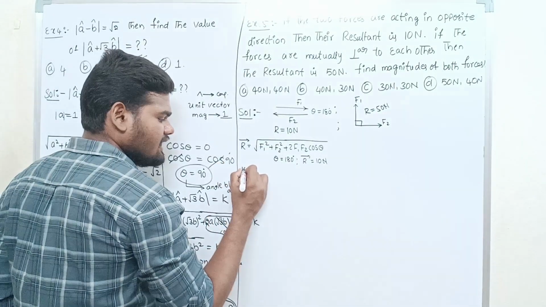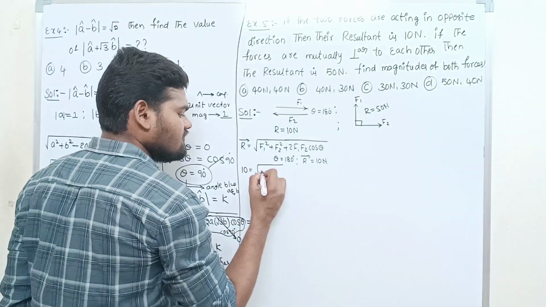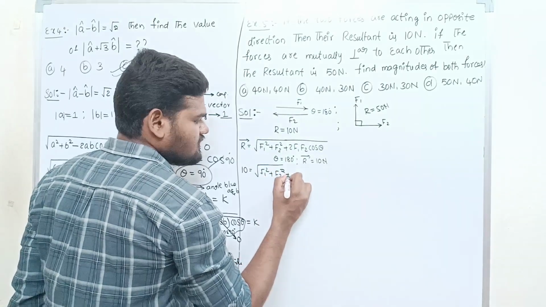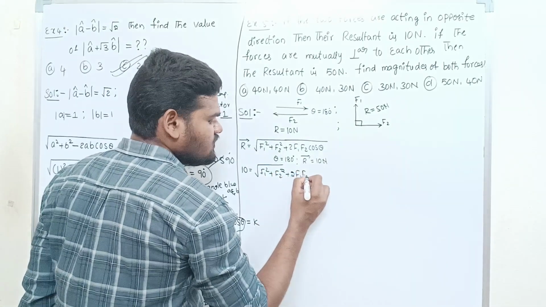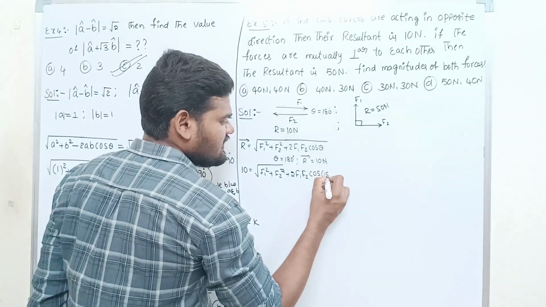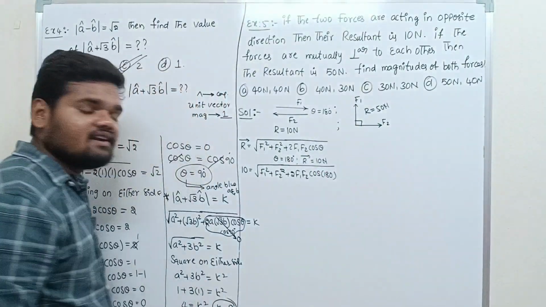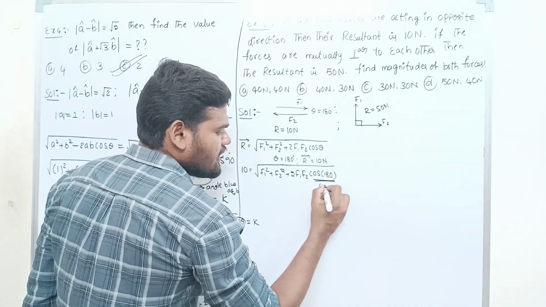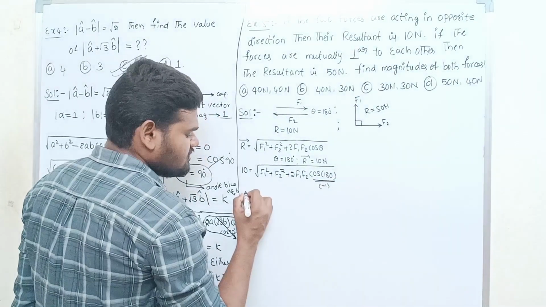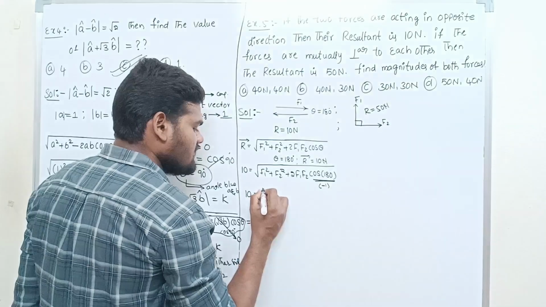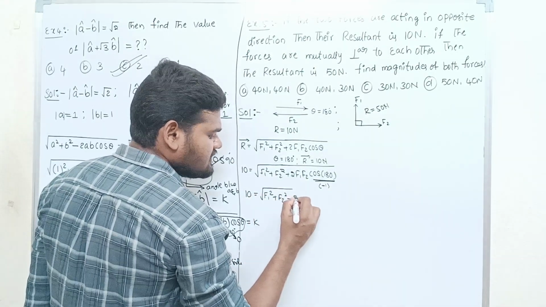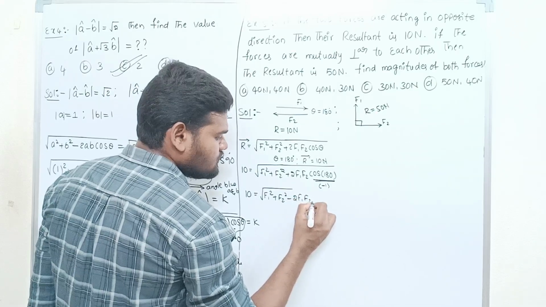So 10 is equal to the square root of F1 square plus F2 square plus 2 F1 F2 cos 180. Theta is 180 degrees. The value of cos 180 is minus 1. So plus into minus gives minus. So 10 is equal to the square root of F1 square plus F2 square minus 2 F1 F2.